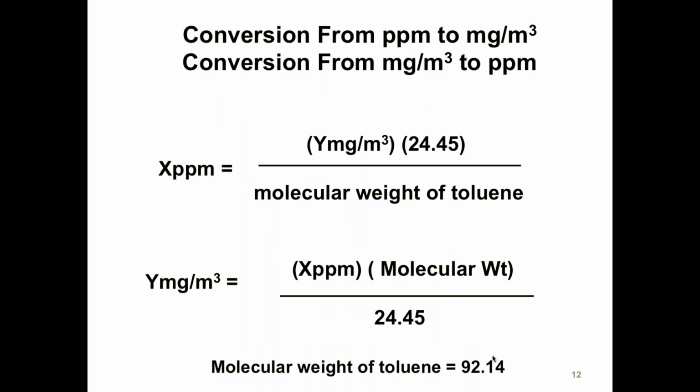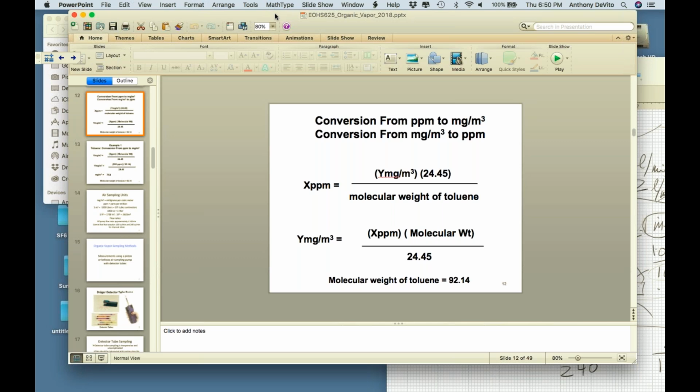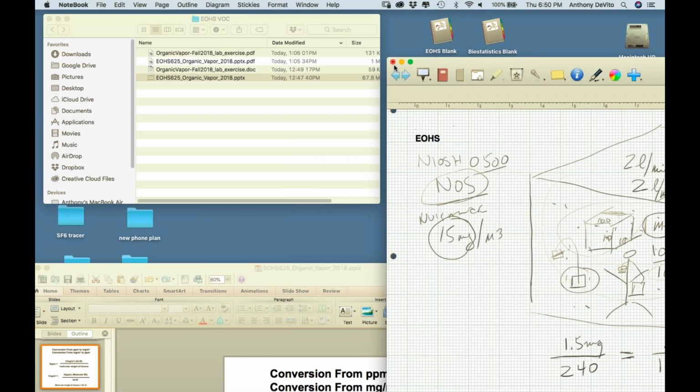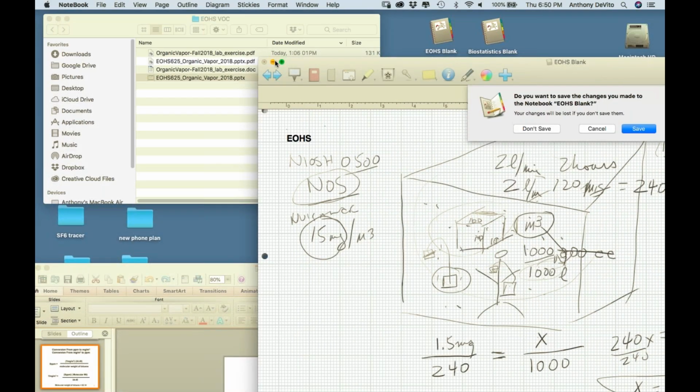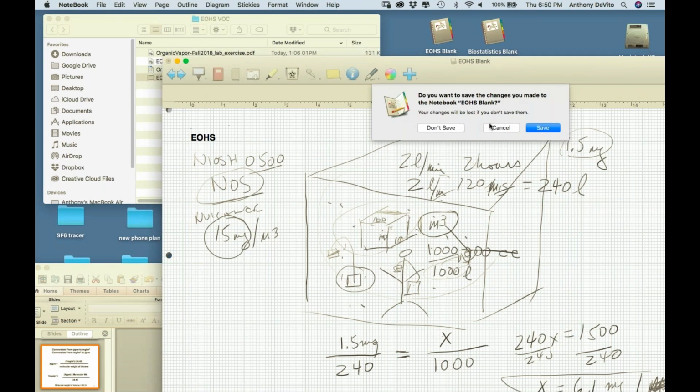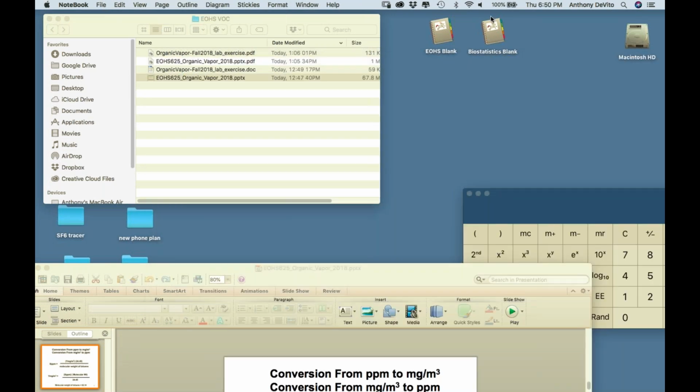Okay, so let's think about this idea of parts per million. Let me escape this for a second and get up a piece of paper. It's going to take me a few minutes to do this, and then maybe we'll take a short break.